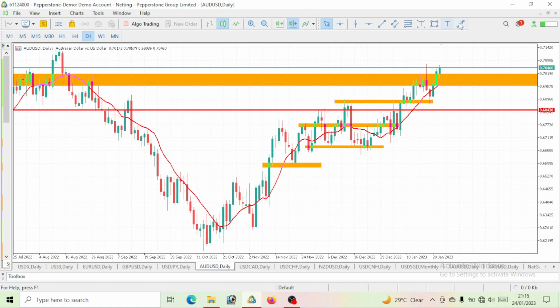So let's start with the trend first. Before we place any trade, we would want to know the trend for such movement, and we can see that this AUD USD is giving us an uptrend move. You clearly can see higher highs and higher lows, right?